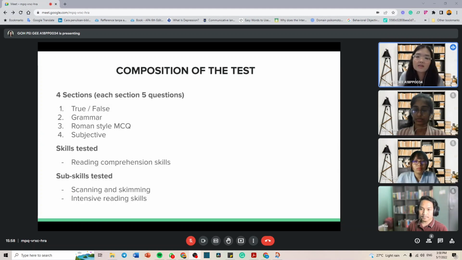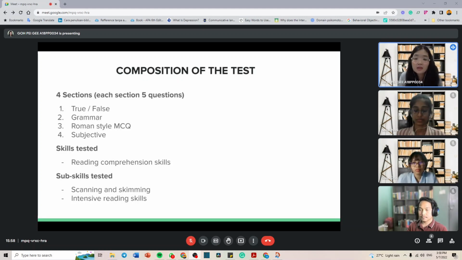For the first thing that we're going to present today is the composition of the test. For the composition of the test, we have 4 sections for our test paper, and each of the sections has 5 questions. For the first section, true false questions. The second one is grammar, which is also a multiple choice question, but mainly asking about grammar. And the third section is Roman style, and also the fourth section, which is subjective.